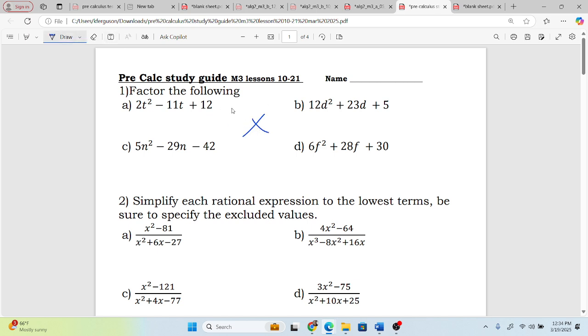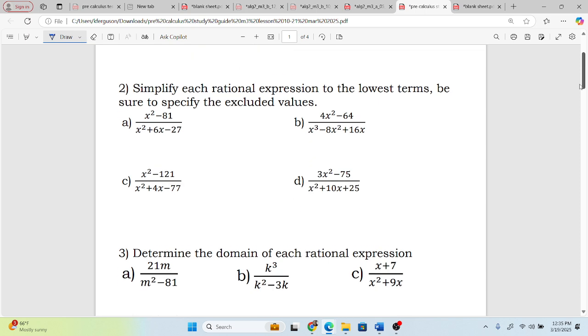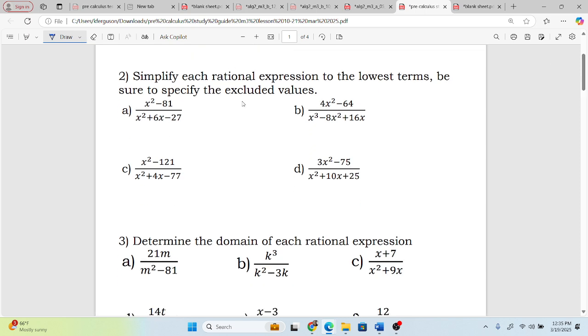All right, so that's how we would do any of those four, X method. All right, so now I'm going to number 2. Simplify each rational expression to the lowest terms. Be sure to specify the excluded values.